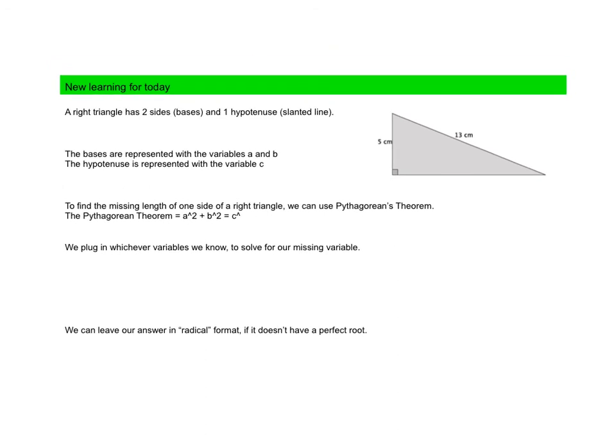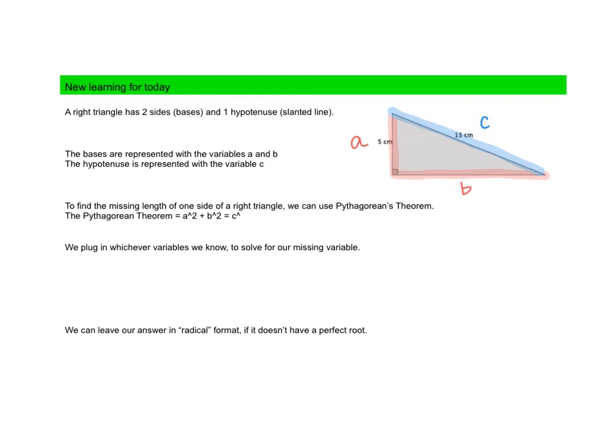A triangle has two bases and one hypotenuse. Here are the bases here. They're the flat lines. And here is the hypotenuse here. It's the slant. The bases are represented with the variables a and b. And I'll do that real quick. So this would be an a, this would be a b. You could switch them, doesn't matter. And our slant, our hypotenuse, is represented with the variable c.